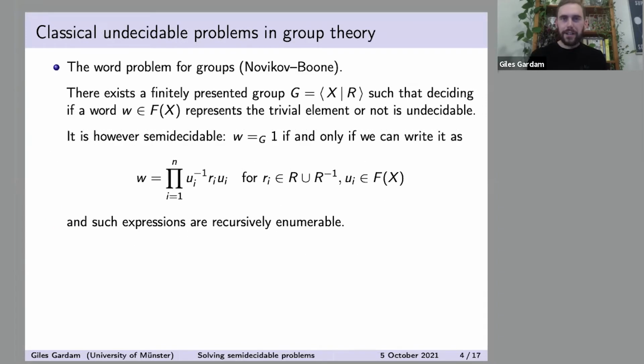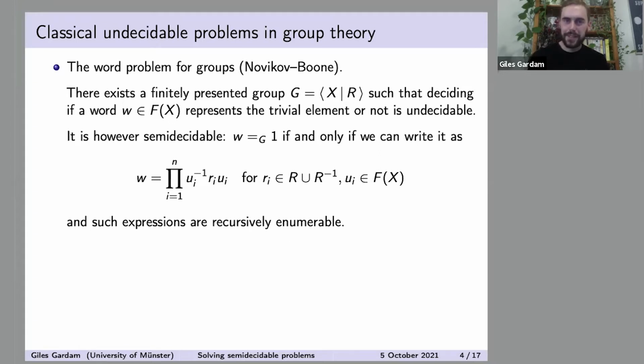So here are some classical examples of undecidable problems in group theory. Perhaps the most famous is the word problem for groups. This goes back to Novikov-Boone in the 50s. This says there's a finitely presented group, one fixed finitely presented group, for which we can't decide its word problem. And the word problem means: given a word, so some product of generators and their inverses, or equivalently some element in the free group on the generating set, can we decide if that is actually the trivial element or not in the group? So this is undecidable. It is, however, semi-decidable.